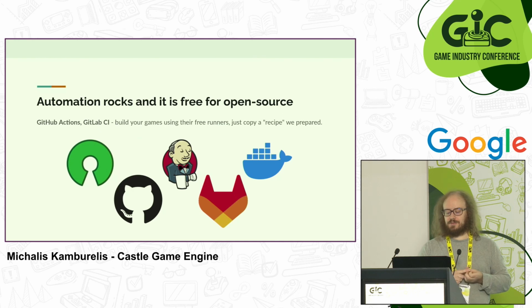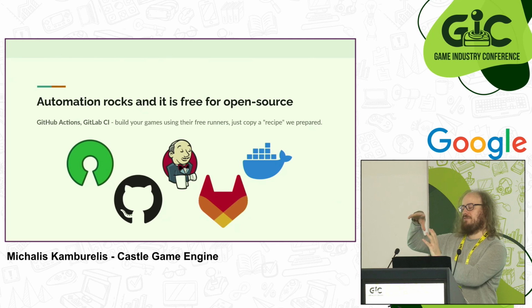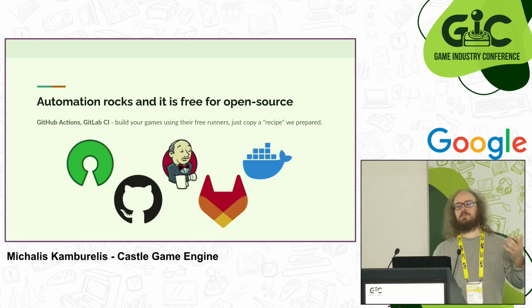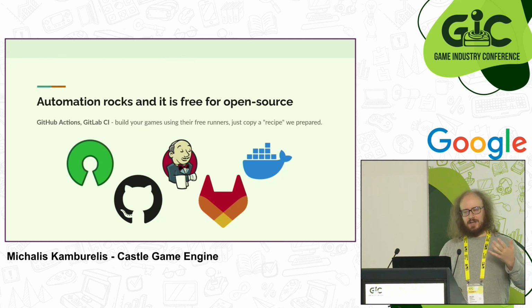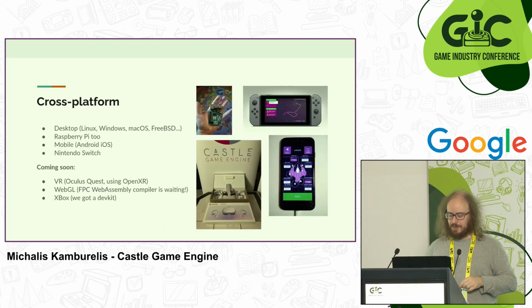Another thing that we have is automation, yeah? I think that automation works, and it's free for open source. We have this nice integration with GitHub, GitLab, we have Docker containers. You can use one file, put it in your repository, commit it, and then GitHub will build projects for you. That's not specific to Castle Game Engine, but we take effort to actually give you a ready file that you can just put in your project and achieve it, okay? So use the automation, it's great.